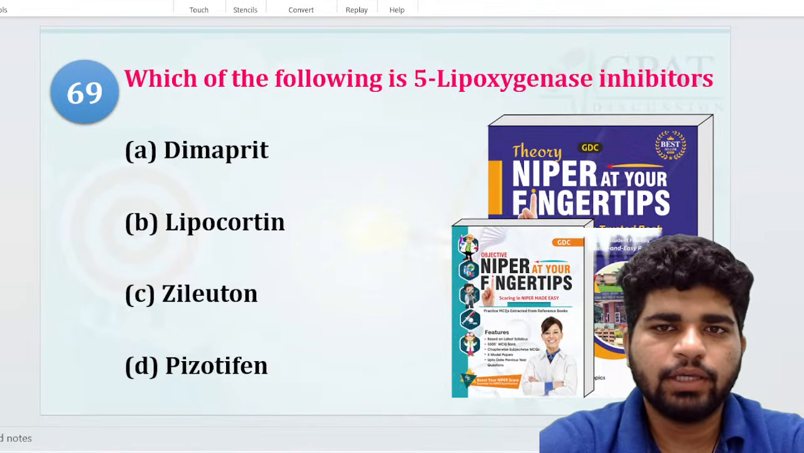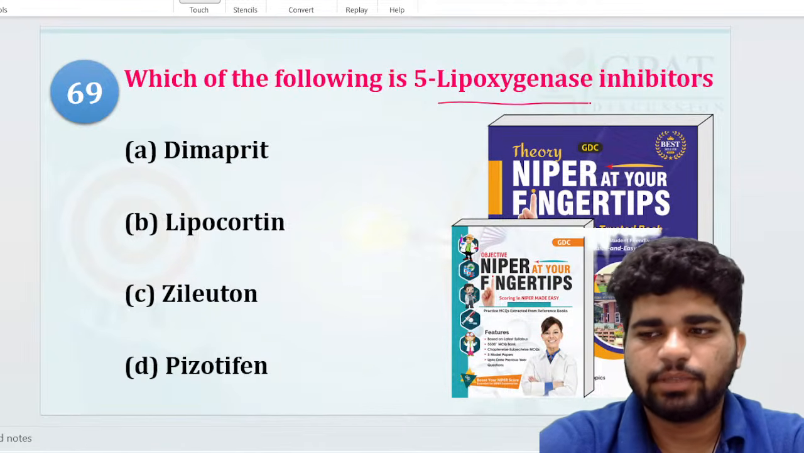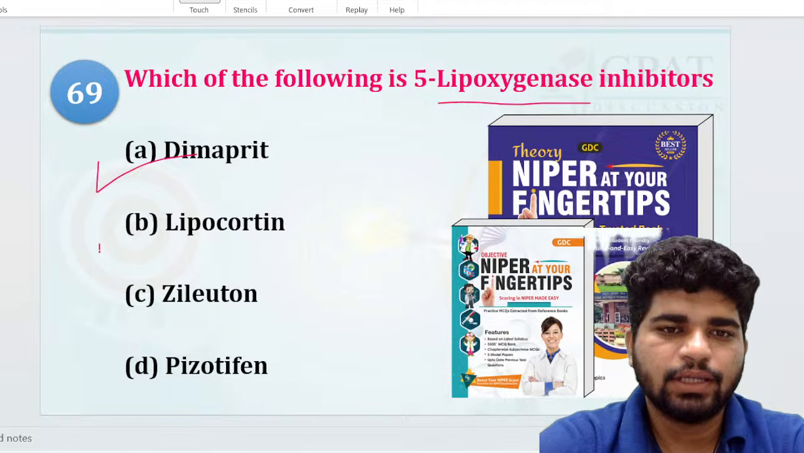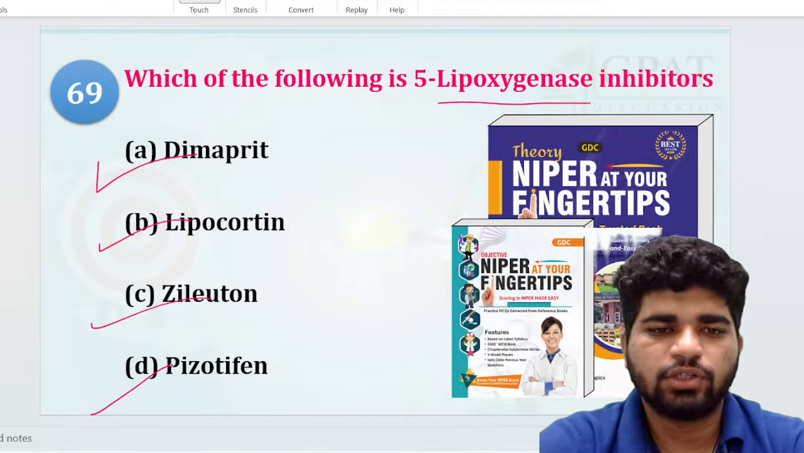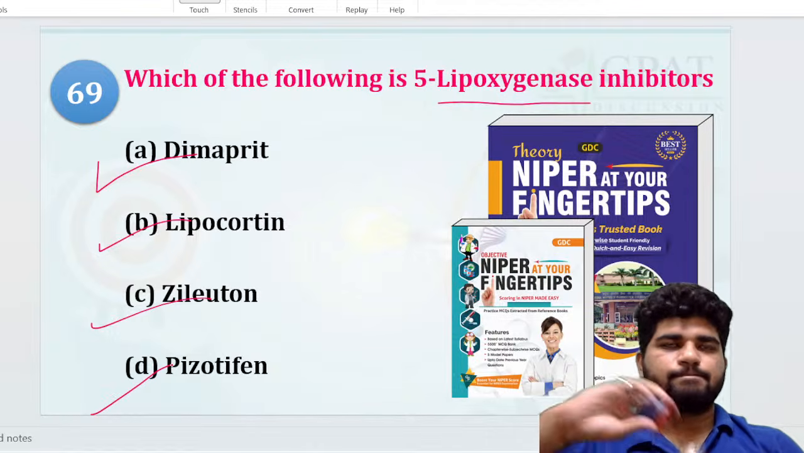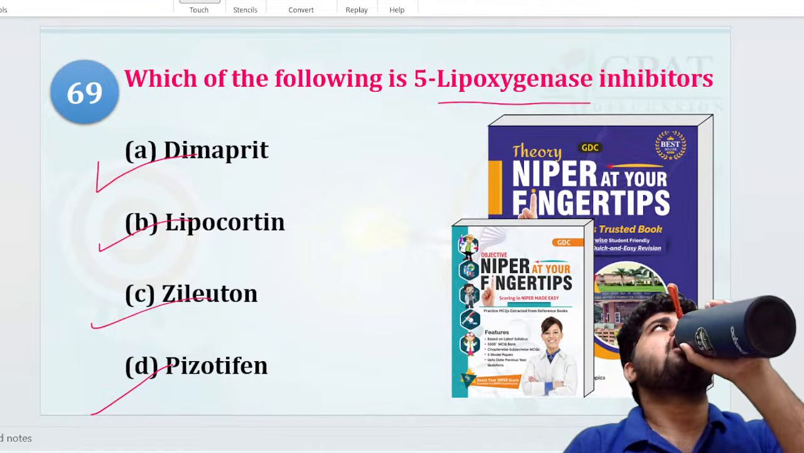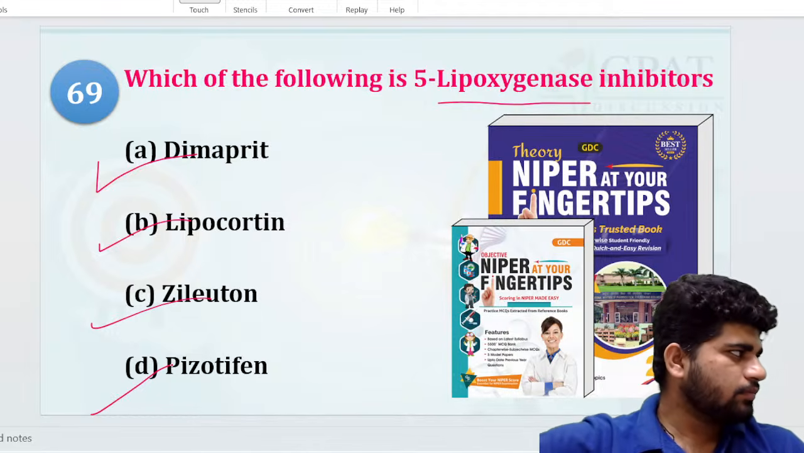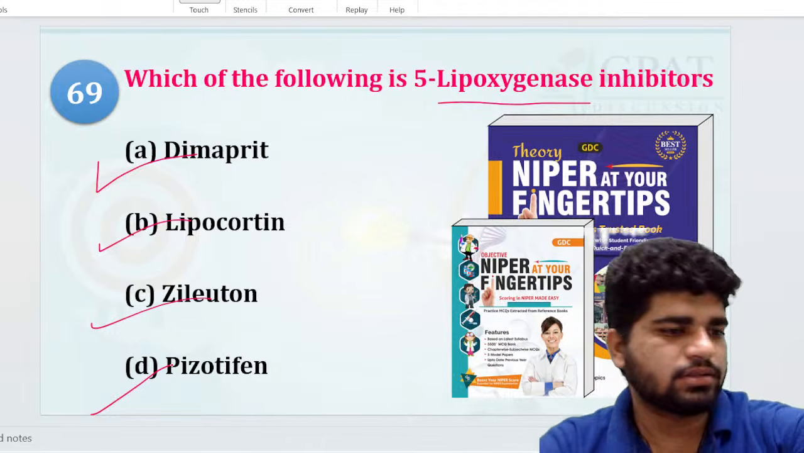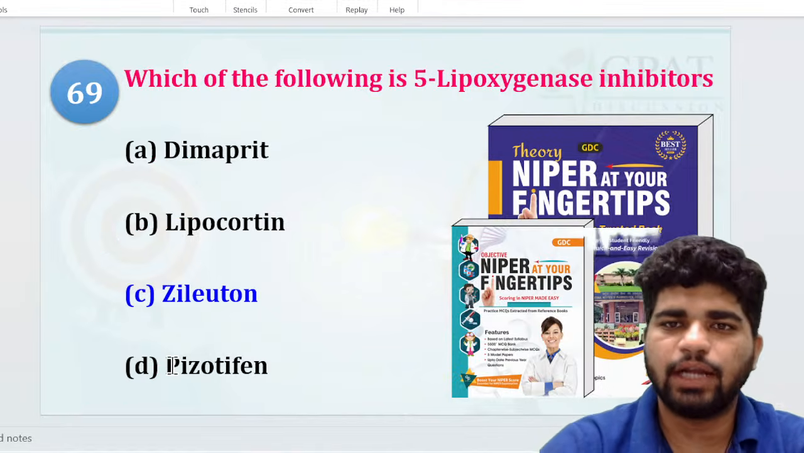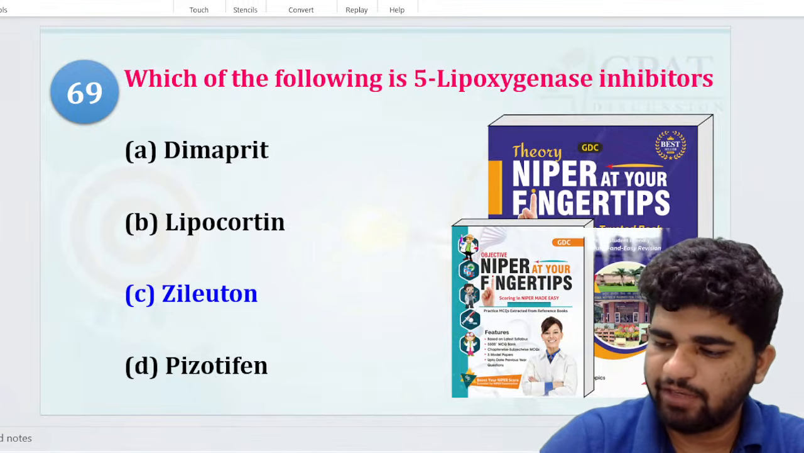Now this one. Which of the following is a 5-lipoxygenase inhibitor? That's your pregnine. Exactly, Ayush. Very nice. Hana? So is it dimaprit, lipocortin, xylotone, or pizotican? Very simple question, guys. That's your xylotone only, right? 5-lipoxygenase inhibitor. That's your 5-LOX inhibitor.